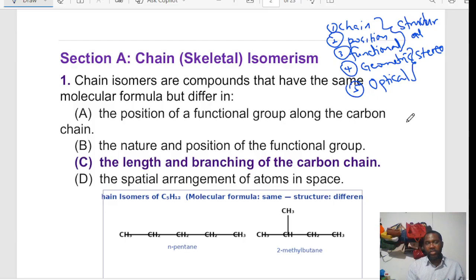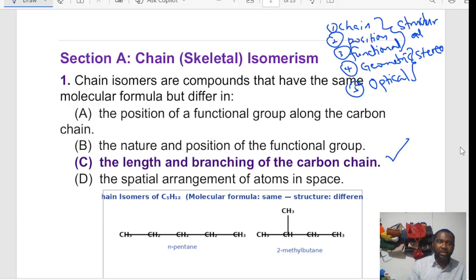Now the first one is chain isomerism, and before we start answering the question, chain isomers simply have different chain lengths, but they have the same molecular formula. Don't forget that. So look at this question here. It says chain isomers are compounds that have the same molecular formula but differ in: A, the position of a functional group along the carbon; B, the nature and position of the functional group; C, the length and the branching of the carbon chain. That is the answer to the question. The length and the branching of the carbon chain is what differentiates chain isomers.